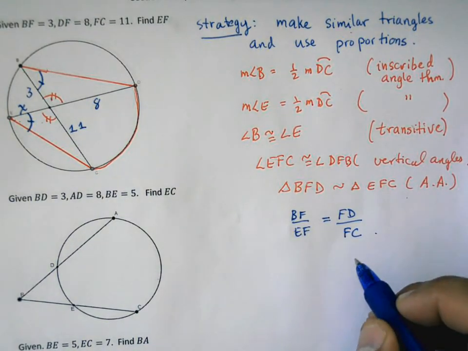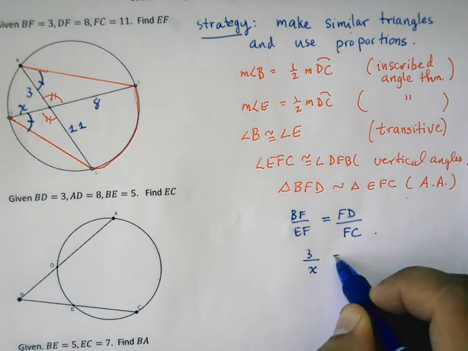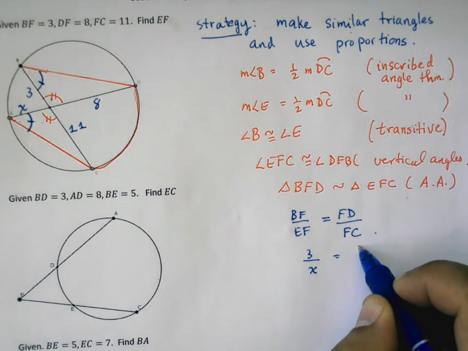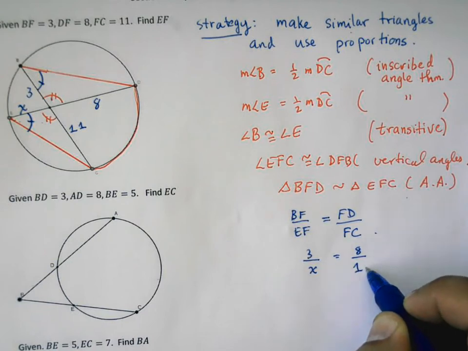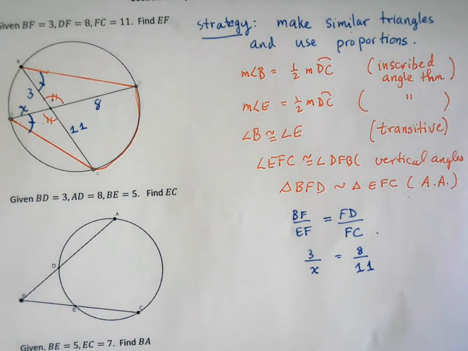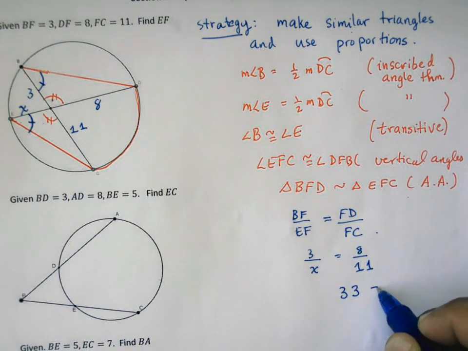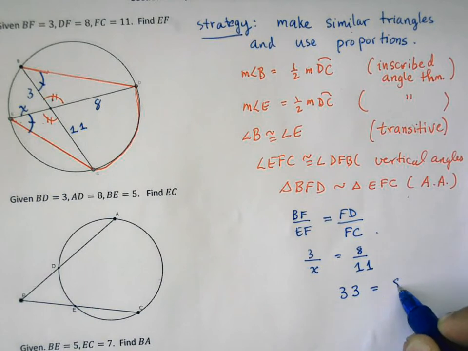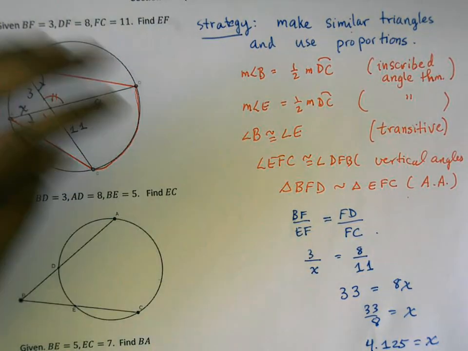So now we can make our substitution here. BF is 3, EF is X, FD is 8, and FC is 11. So this becomes an algebra problem. Multiply both sides by 11, you get 33. Multiply both sides by X, and you get 8X. And then solve: 33 over 8 is equal to X, or 4.125 is another way that we could write it.